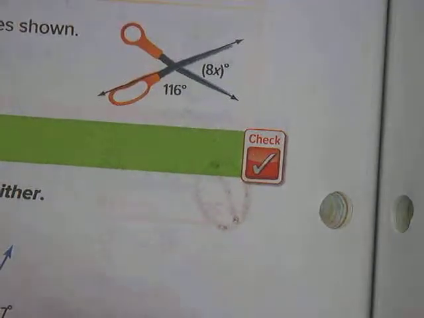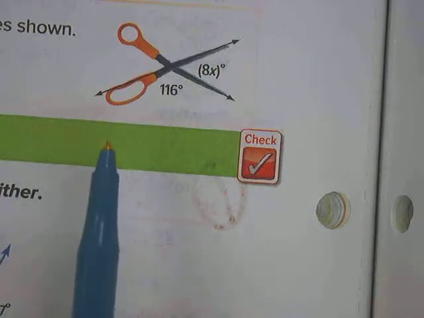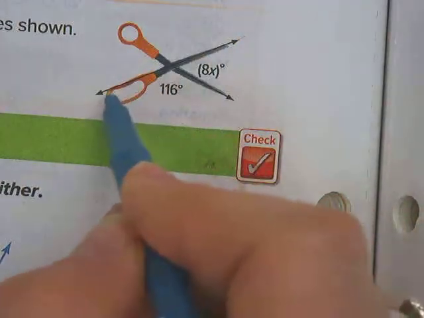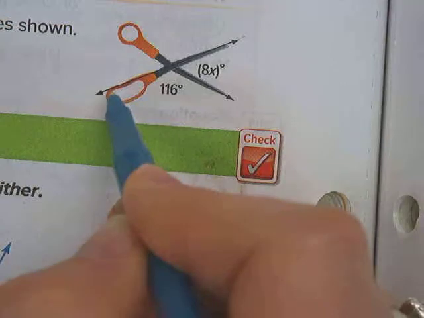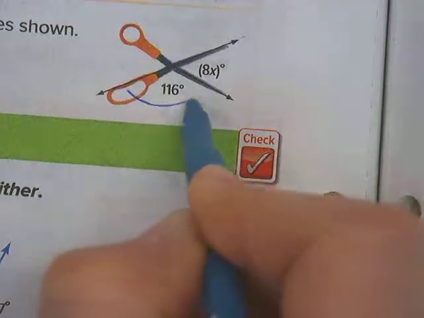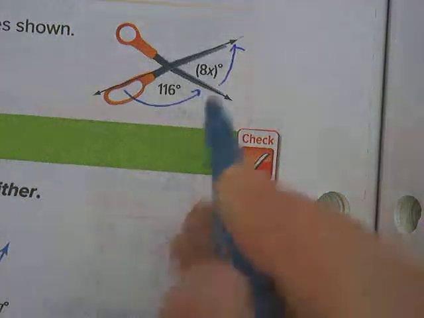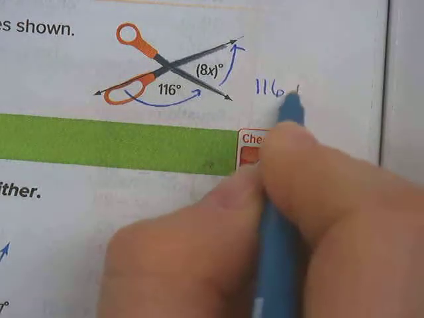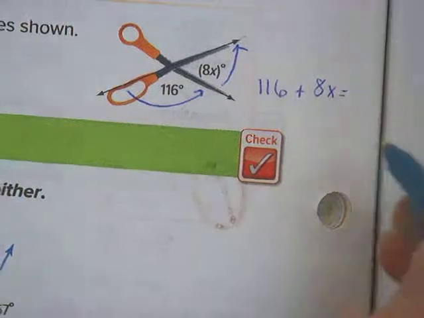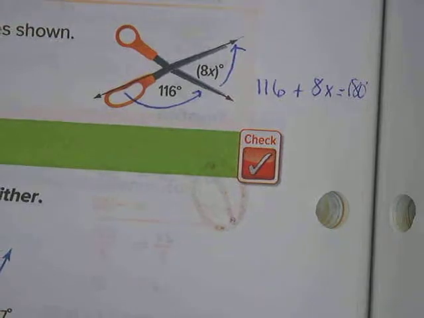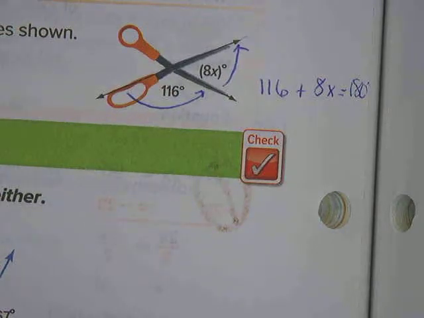Okay. All right, please turn the page. If you look at these scissors on Got It question D, it says find the value of x. Well, with these scissors, notice they drew in this line. So this is showing a supplementary situation. This angle plus this angle equals 180. So we're going to set up our equation equals 180. And then we're going to solve.